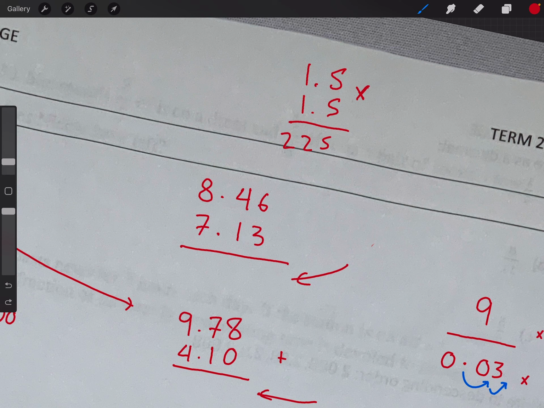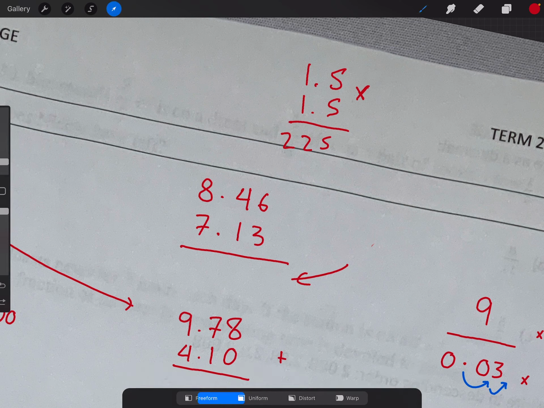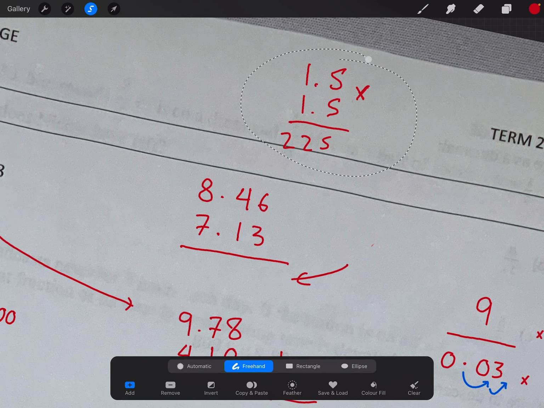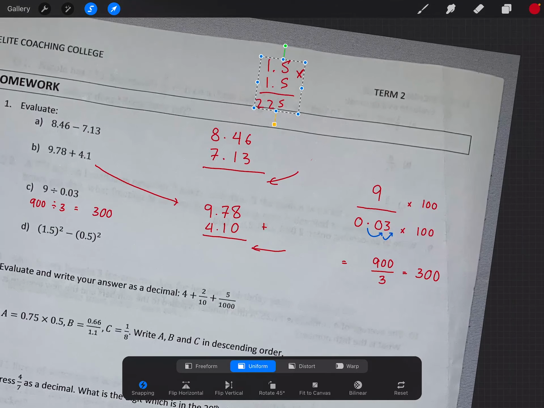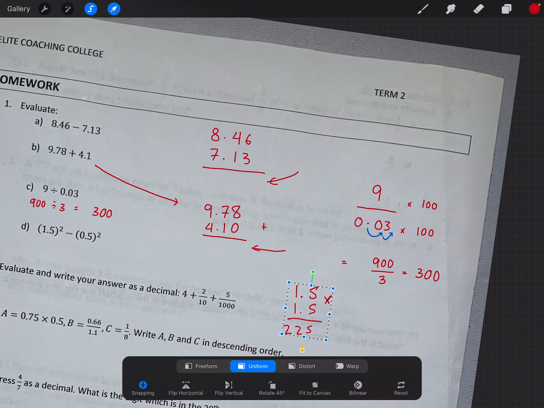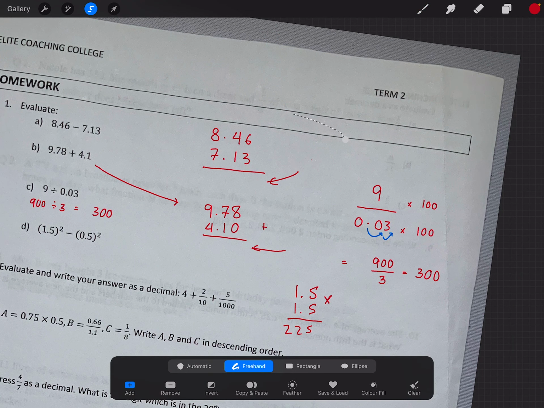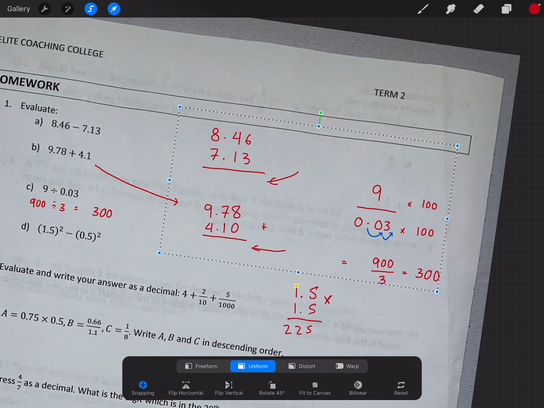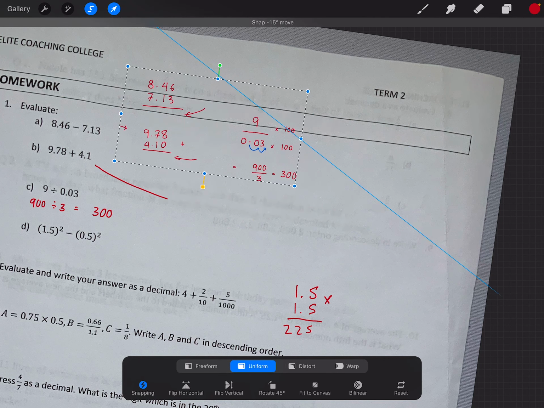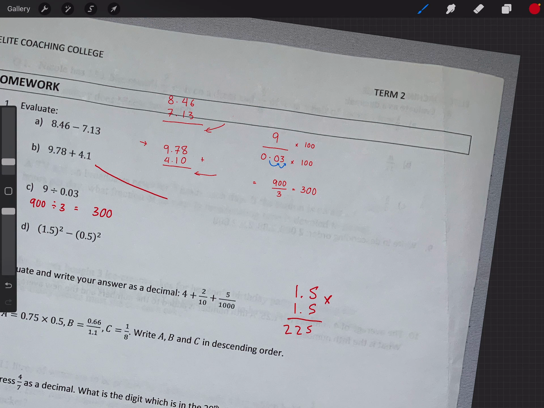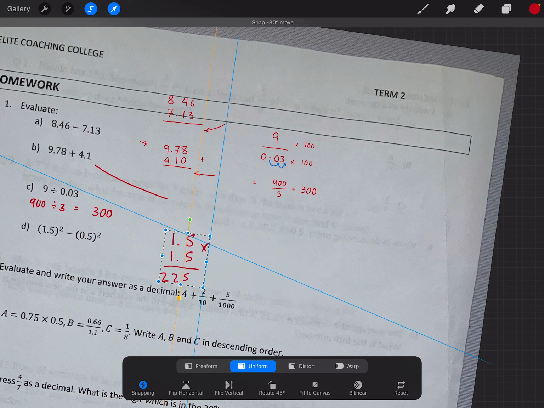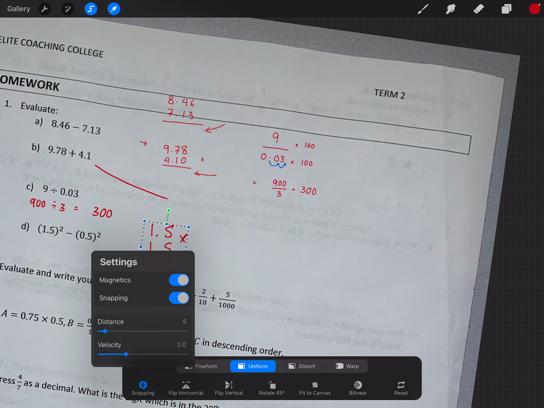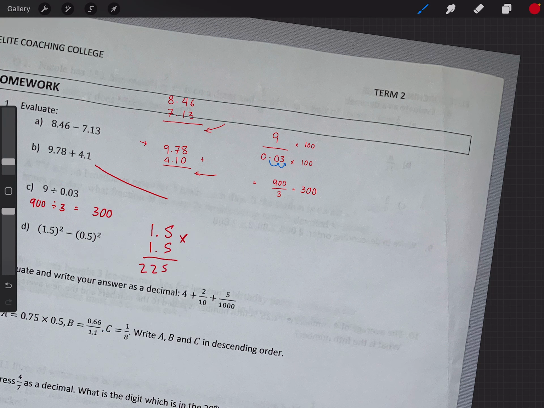Let me just move this one second. Maybe I'll move it over here. Let's move all of this over here. Shrink it and move over here. Okay.